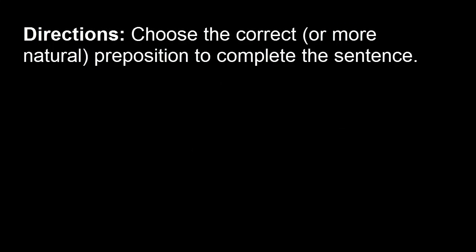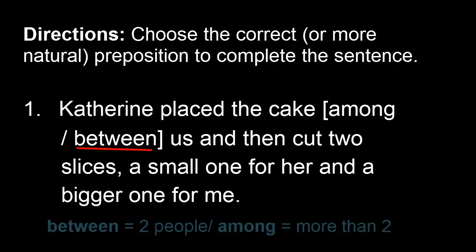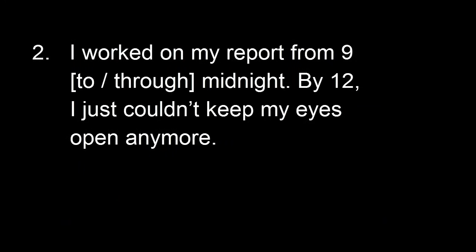Choose the correct or more natural preposition to complete the sentence. One. Answer. Catherine placed the cake between us and then cut two slices, a small one for her and a bigger one for me. Two. Answer. I worked on my report from nine to midnight.